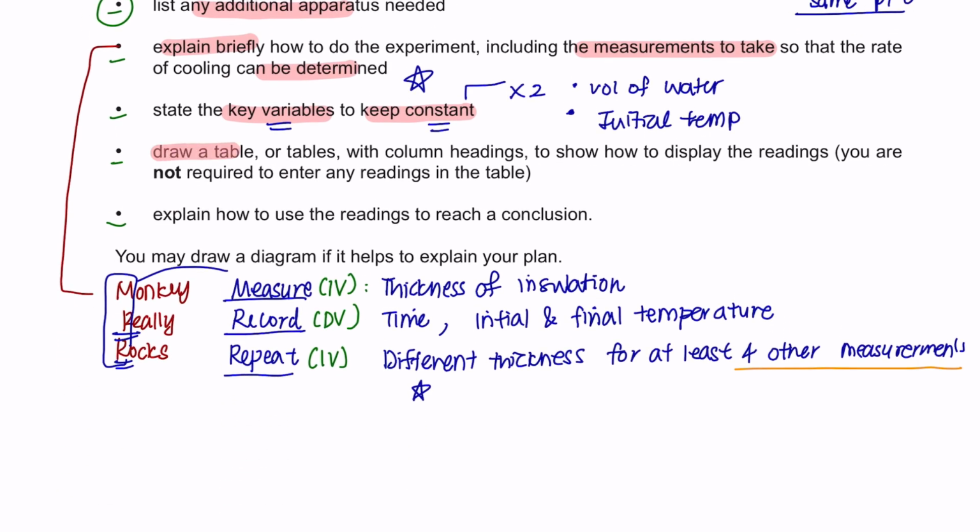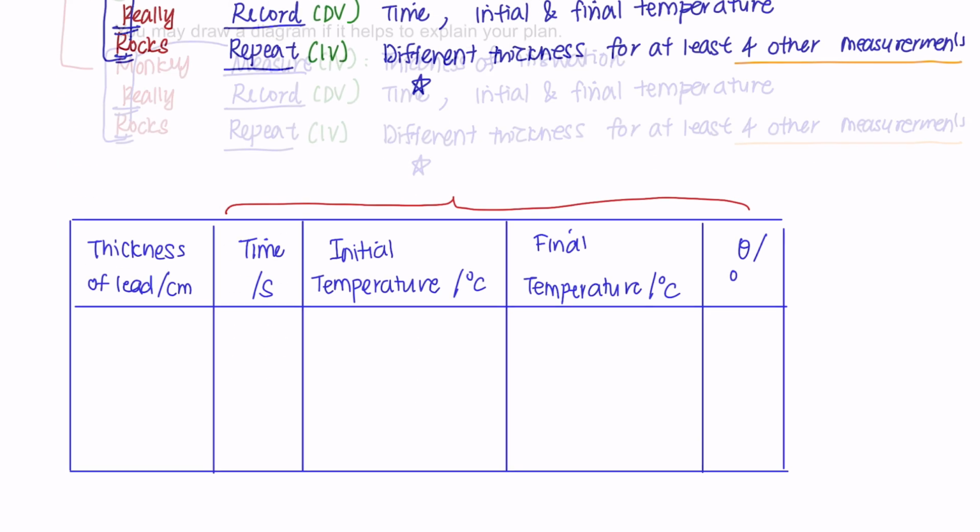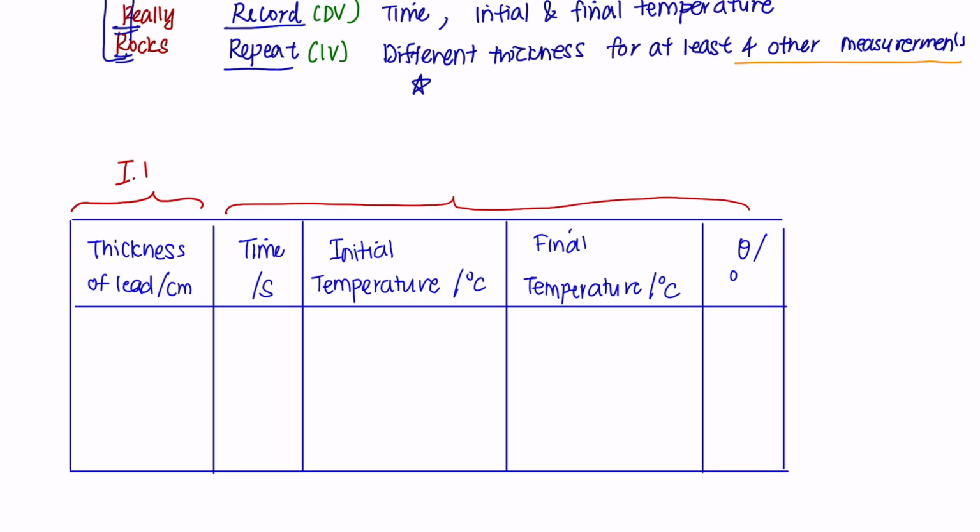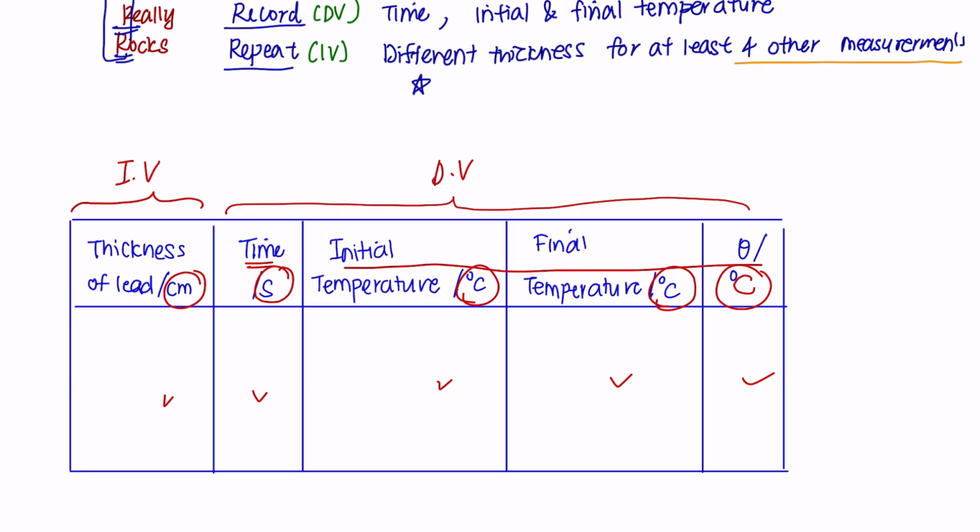Next, draw a table or tables with column headings to show how to display the readings. You are not required to enter any readings in the table. So you're going to put your independent variable on one part of the table and your dependent variable. The dependent variable is measuring the change of temperatures and the time. And when writing a table, make sure to include the unit in every column. If you don't do this, you're not going to get a mark. And you can leave this part empty because no necessary reading will be required.